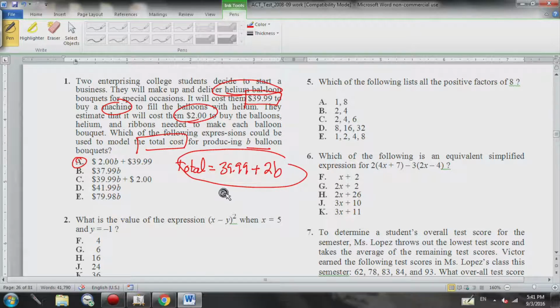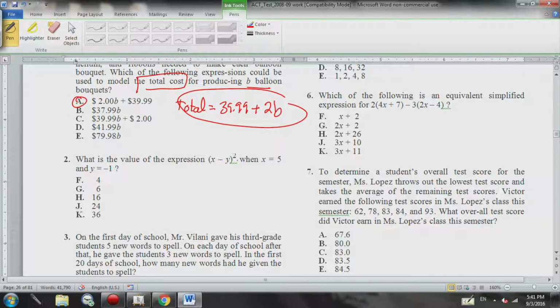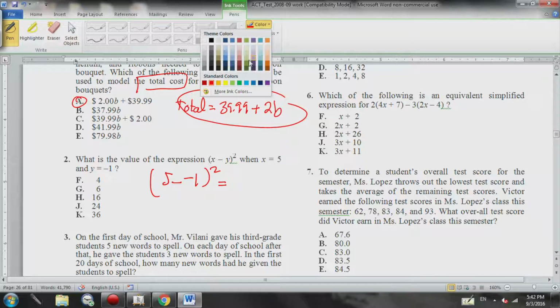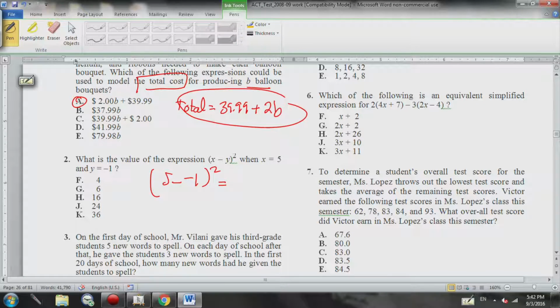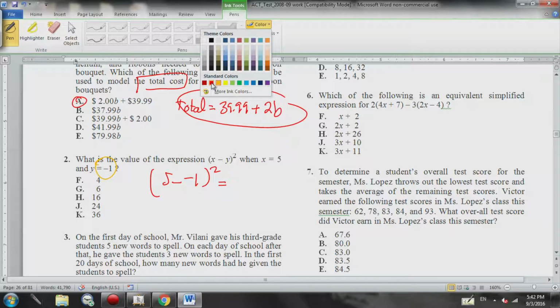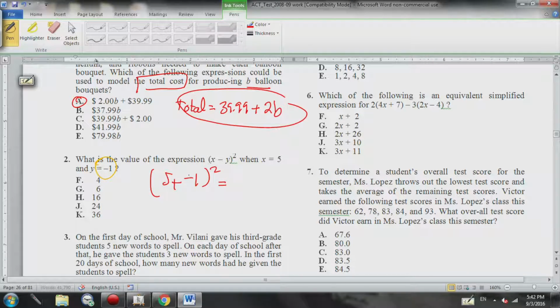Question number 2. What is the value of the expression when x is 5 and y is -1? When x is 5 and y is -1, you substitute that, and you get 5 minus -1, and that's squared. The only thing to be careful about here, of course, is these double negatives. Y is -1, and if you're not careful, you could make a mistake. So that's 6 squared, that's 36.